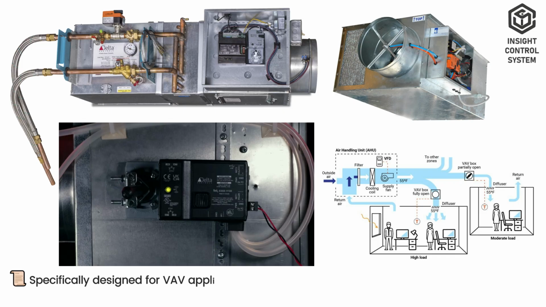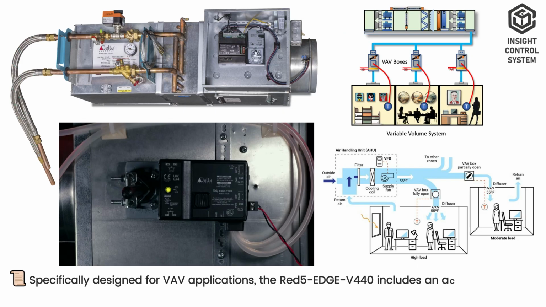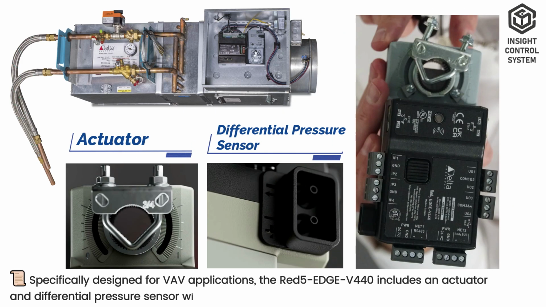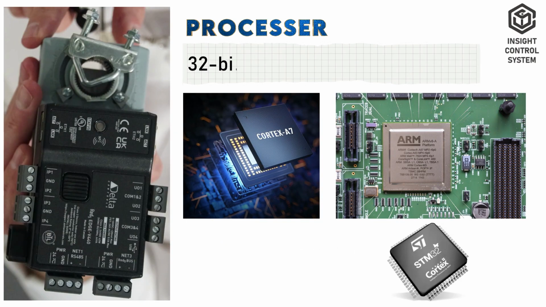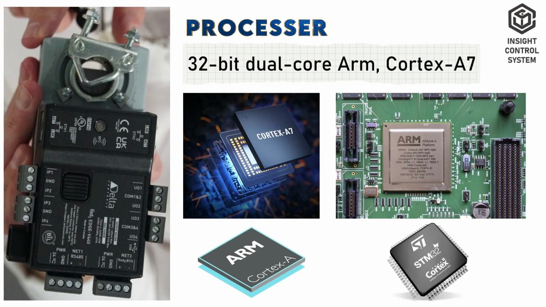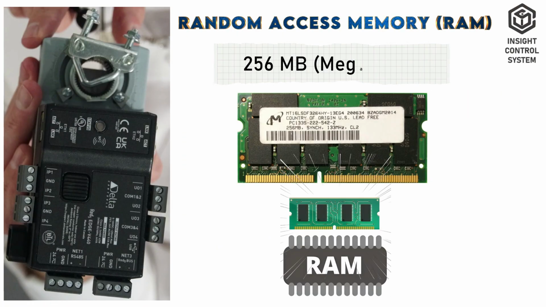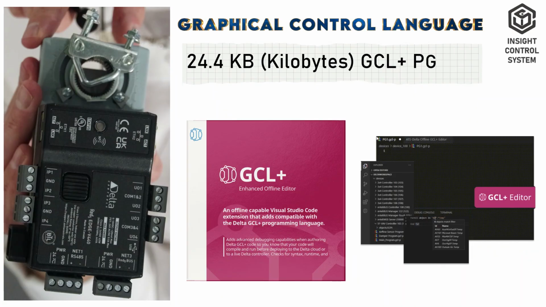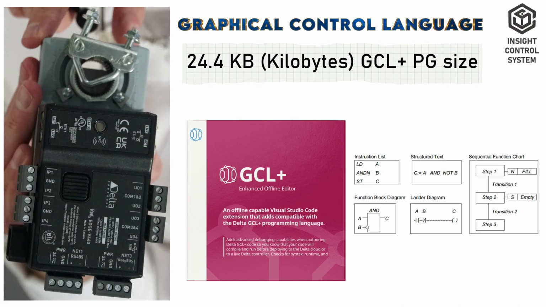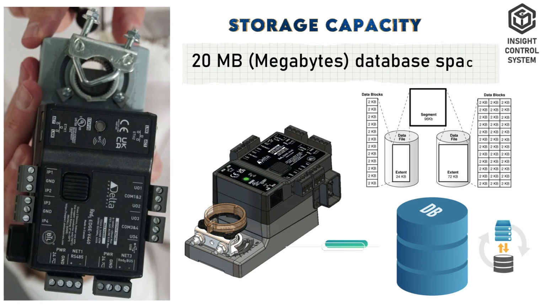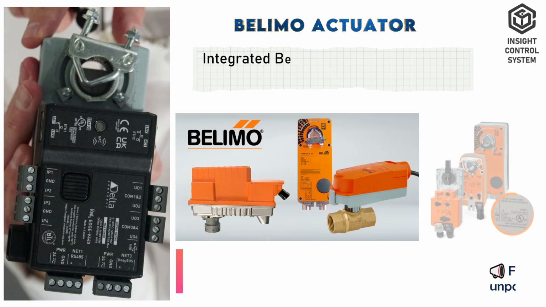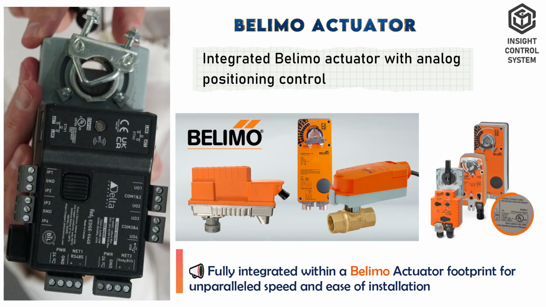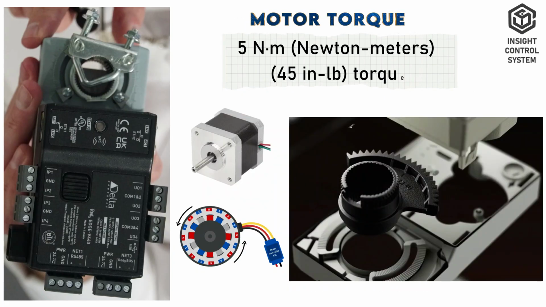Specifically designed for VAV applications, the Red5-EDGE-V440 includes an actuator and differential pressure sensor with an integrated housing. Material data. Processor is 32-bit dual-core ARM Cortex-A7 processor, random access memory size is 256 MB, flash memory storage size is 4 GB, graphical control language plus program size is 24.4 KB, storage capacity of database space is 20 MB, integrated brushless motor actuator with analog positioning control, motor torque is 5 Nm.